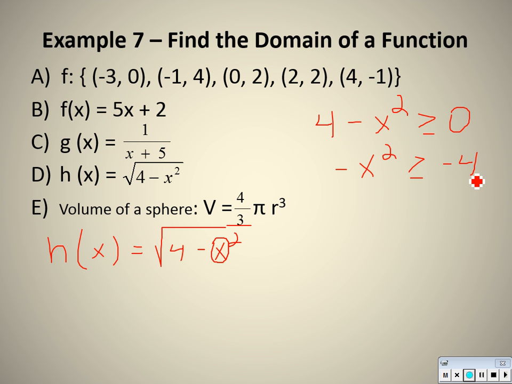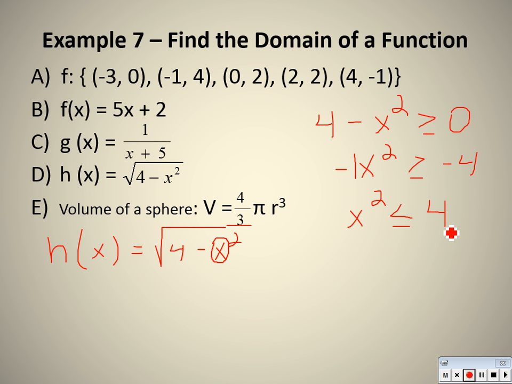And then remember there's a 1 in front of this x, so I'm going to divide both sides by negative 1. So just keep in mind, whenever you divide by a negative when you're working with a greater than less than sign, you actually have to change the direction of the greater than less than sign when you do that. So I get something like this here. I get x squared is less than or equal to positive 4.